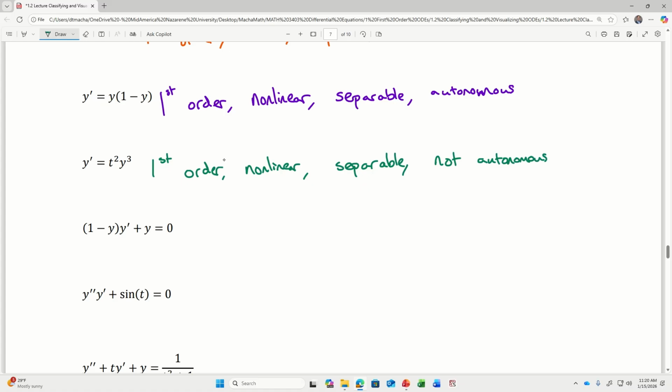Next one, 1 minus y times y prime plus y equals 0. Is that first order or second order? Is it linear or nonlinear? Nonlinear. So this is nonlinear because I have y times y prime, and you're not allowed to multiply the y times any of its derivatives. So y times y prime, that doesn't fly, that's nonlinear. First order, nonlinear, is it separable or not separable?